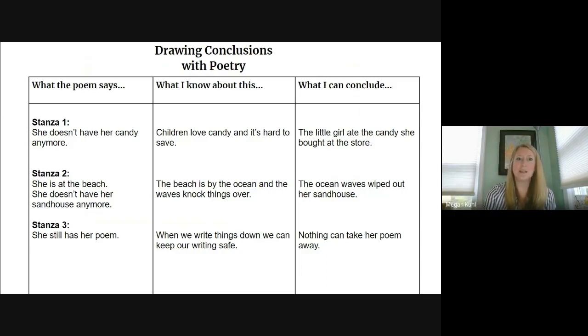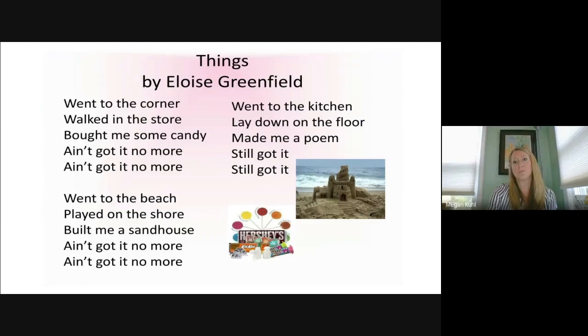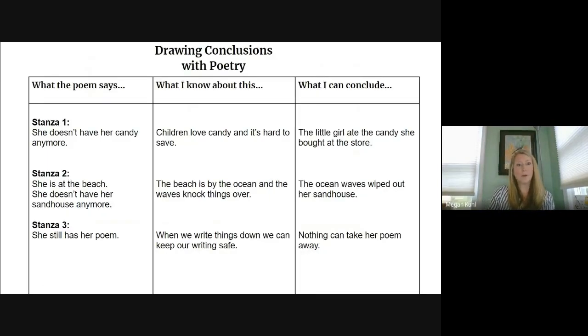And in stanza 3, let's go back for a minute. We know from the text that she writes a poem, and she still has it. So back to the graphic organizer, she still has her poem. That's what the text says. What I know about this is when we write things down, we can keep that writing safe and we can keep it forever. And so what I can conclude is that nothing can take this poem away from her.